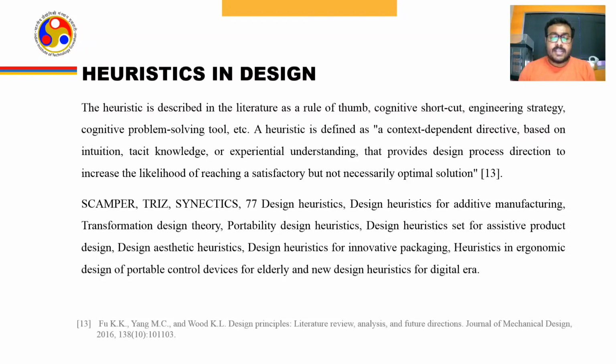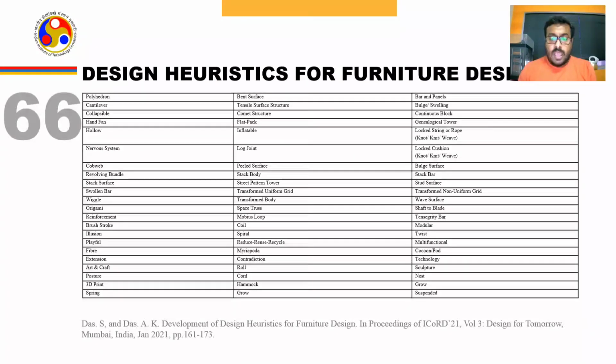Scamper, Trace, Synectics, 77 design heuristics for additive manufacturing, transformation design theory, portability design heuristics set for assistive product design, design aesthetic heuristics, design heuristics for innovative packaging, heuristics in ergonomic design of portable control devices for elderly, and new design heuristics for digital era are, to name a few, in the list of heuristics in design. As we can see, there are no heuristics available for furniture designers.